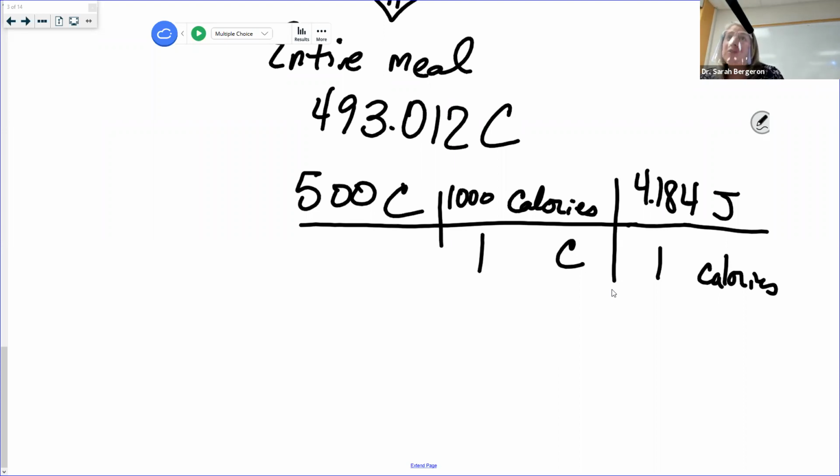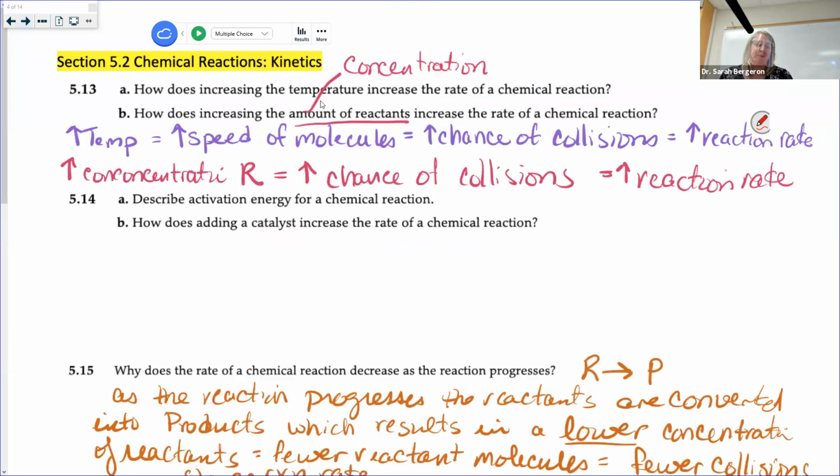Do you still have to be able to do conversions? Absolutely. Don't forget that skill. But this was technically the answer to the problem, 500 calories. I just wanted to make sure you could still do that.